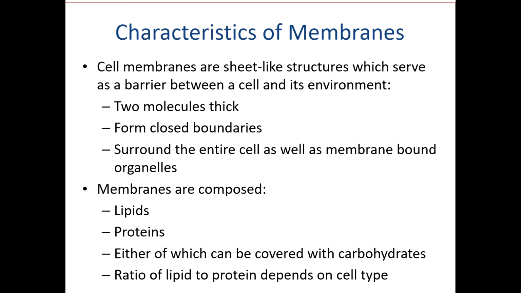So just a couple characteristics of cell membranes. A lot of this we know already. Again, we're just trying to put things together. So you could think of cell membranes as sheet-like structures, and one of their main jobs is that they serve as a barrier between the inside of the cell and the environment. We know that it's 2 molecules thick, right? We always call it a phospholipid bilayer.